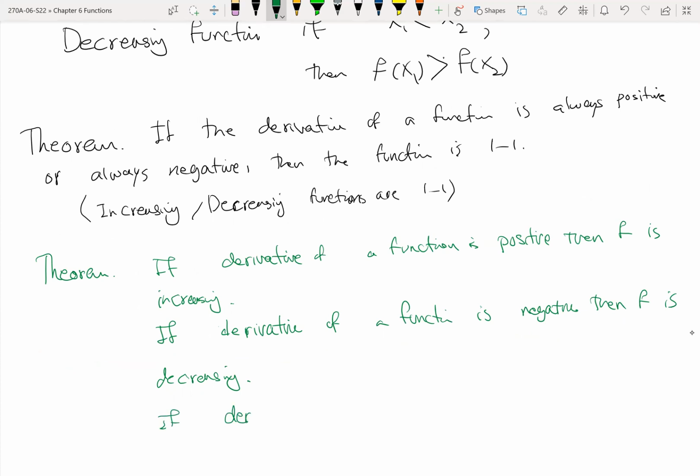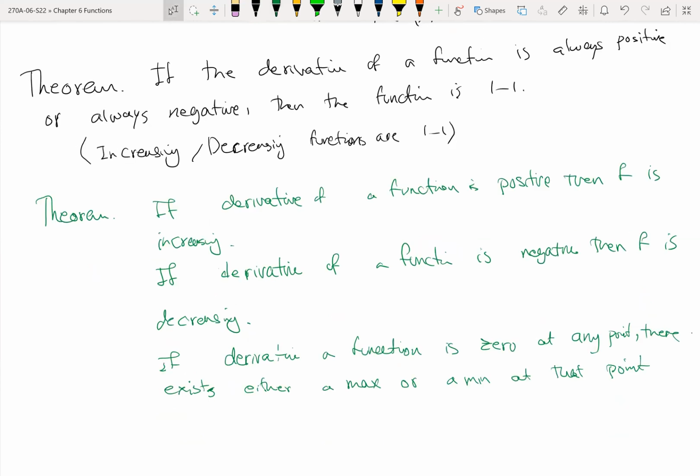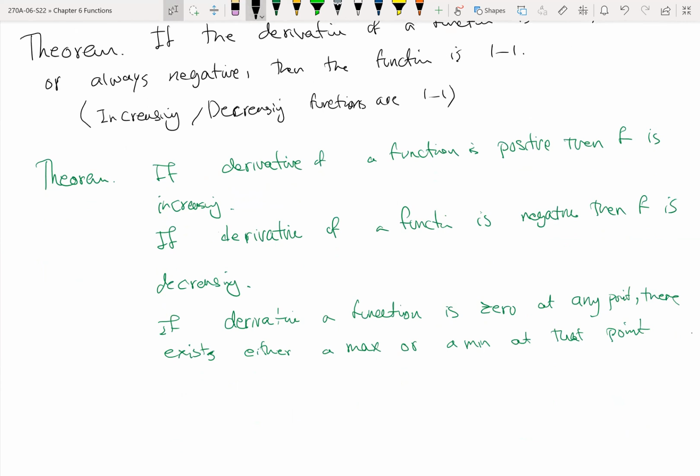If the derivative of a function is 0 at any point, there exists either a max or a min at that point. In calculus one, we call it a critical point because it could be either a max or min, or maybe even if your derivative is undefined. So this green one is really calculus one.